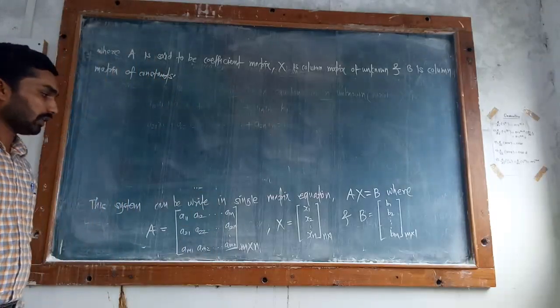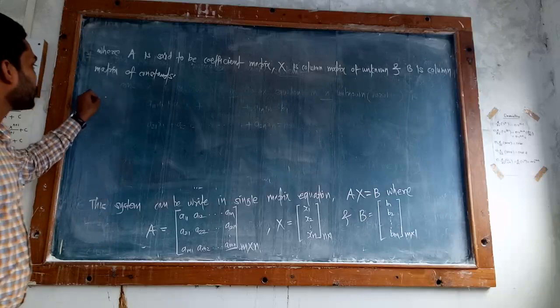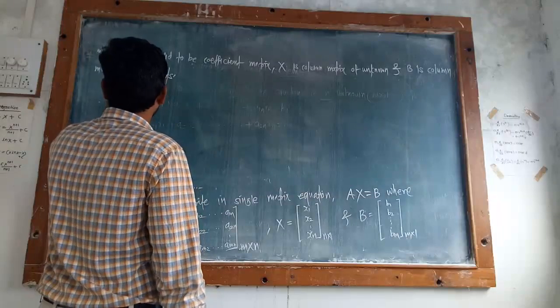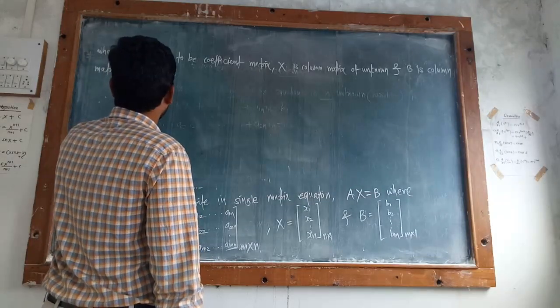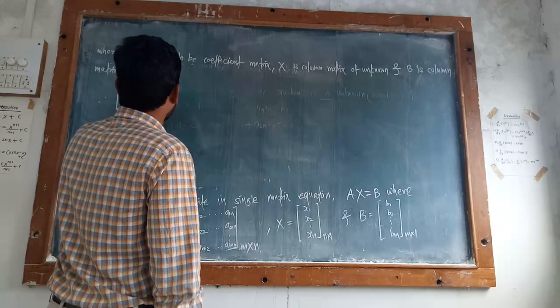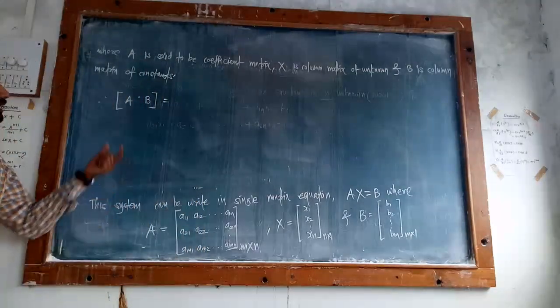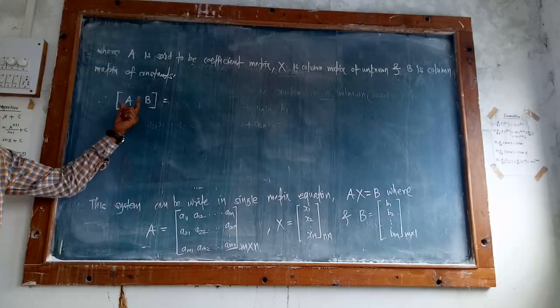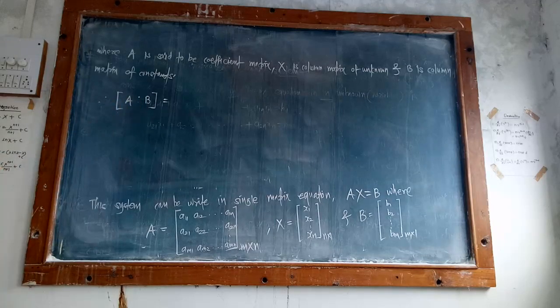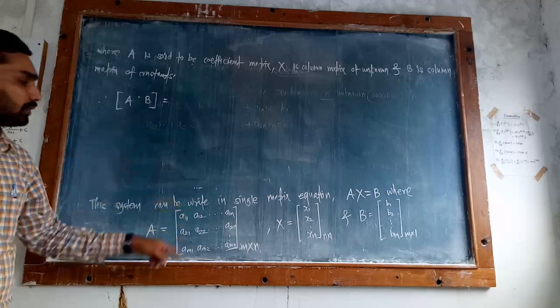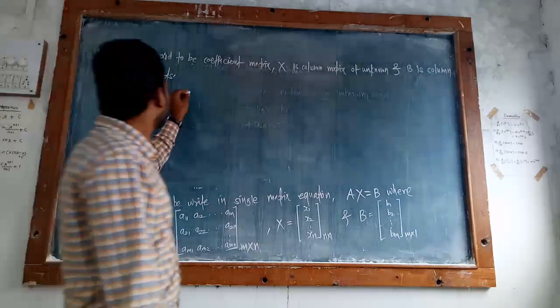Okay. Now, if you are to enter matrix A dot B, this matrix is called the augmented matrix for the system. What is your augmented matrix for the system?